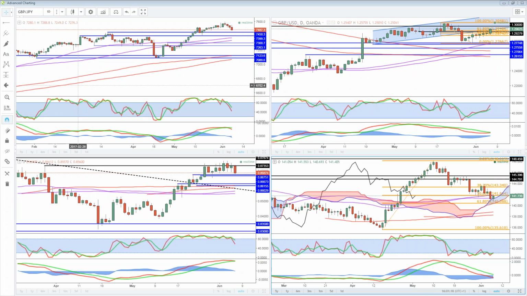Now, a few things to note. The polling will take place between 7 a.m. and 10 p.m. UK time. That's BST or GMT +1. During that time, the UK people will be casting their votes. There'll be no more campaigning, and there'll also be no exit polls. The exit polls will be released at 10 p.m.